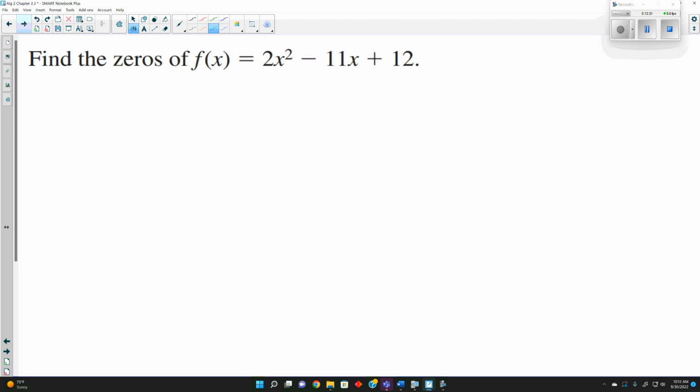I believe this is one of the last ones, one of the last 3 that we're going to look at. Find the zeros, find the solutions, find the x-intercepts. These are all the same thing. Because when it asks to find the zeros, we're trying to find out what value of x is going to make this function equal 0.